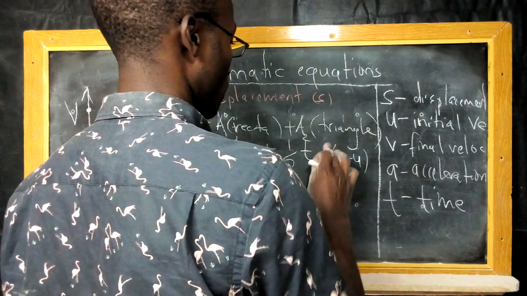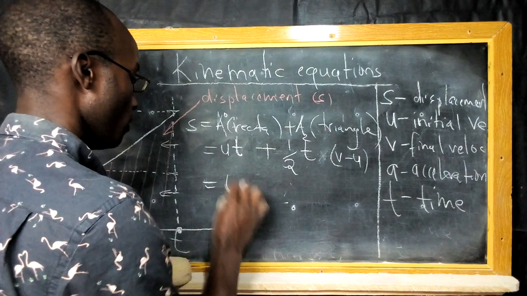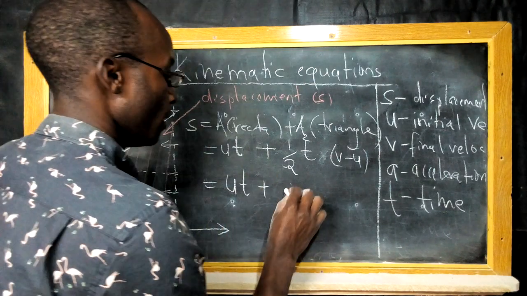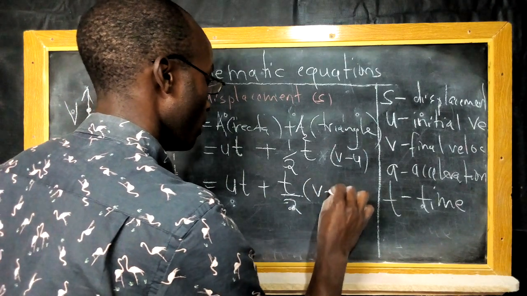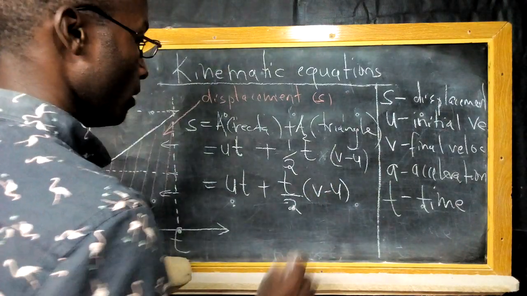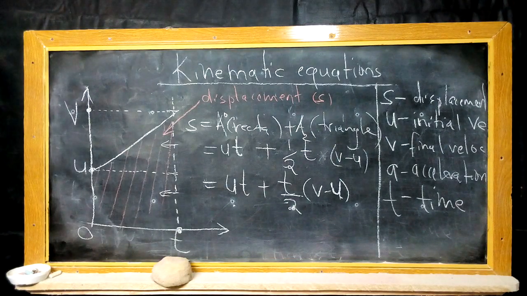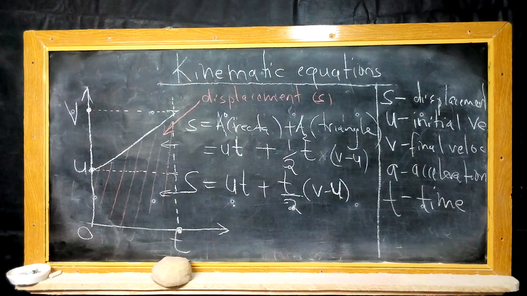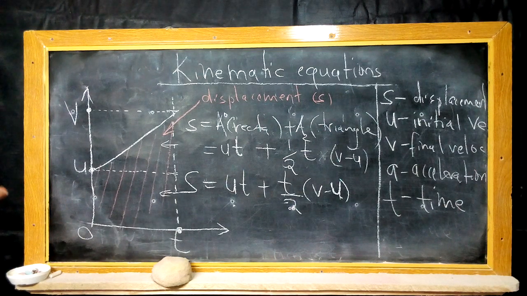Trying to make a rearrangement to simplify it, this equation will be reduced to UT plus T over 2 times V minus U. We can indicate it like that, with V minus U in brackets so that it does not give us confusion. So in this case, the displacement is given by the expression S = UT + (T/2)(V - U), where V is final velocity minus initial velocity.